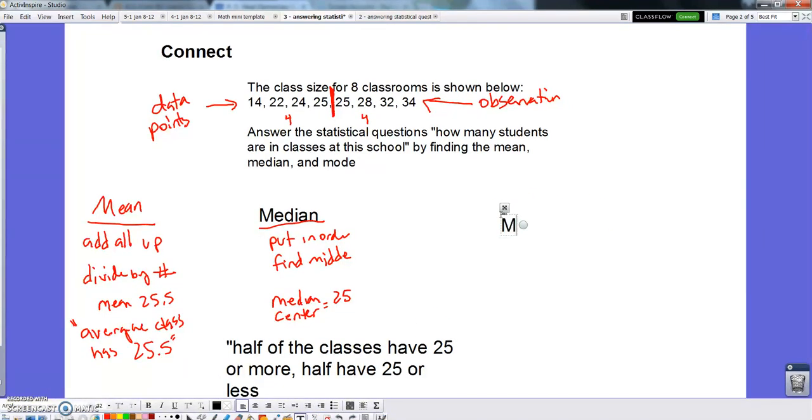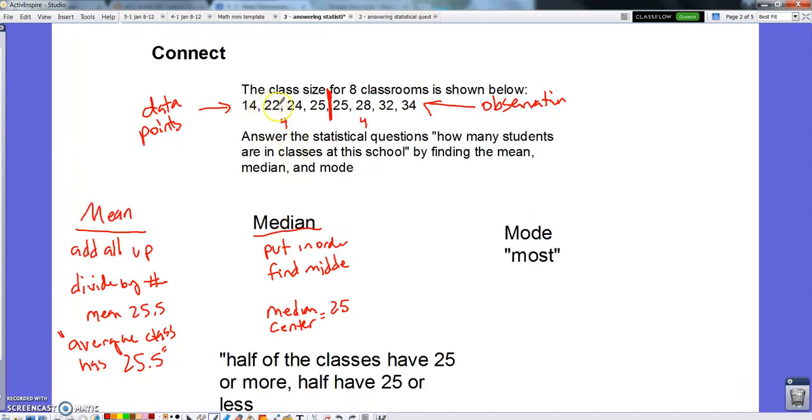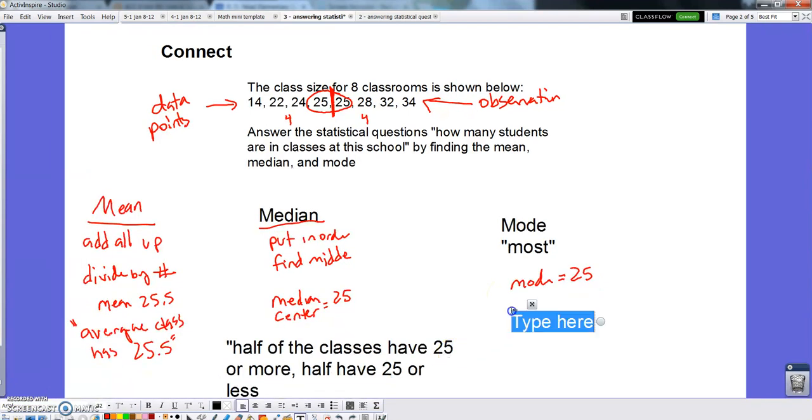And our last one was called the mode. And the mode was the number that you saw the most times. So in this case, that's actually probably going to be the same again, right? I see two 25s and everything else is only once. So my mode here is 25. So that means, if you were answering the statistical question to somebody using the mode, you would say more classes have 25 than any other number.